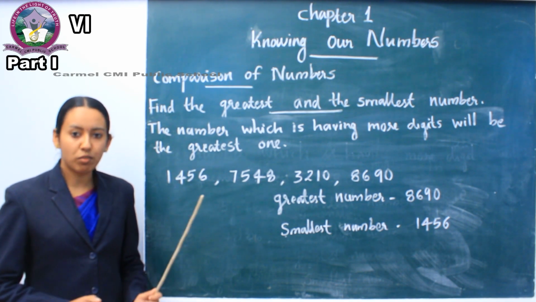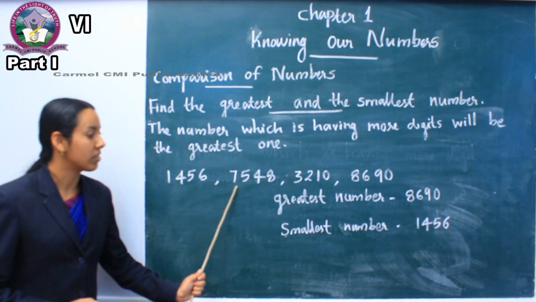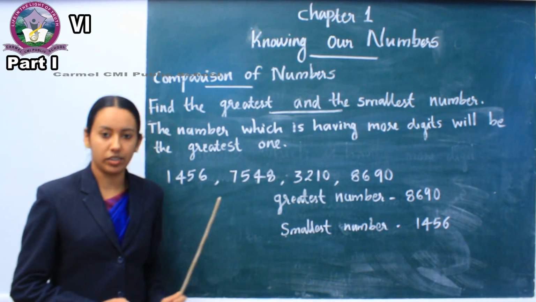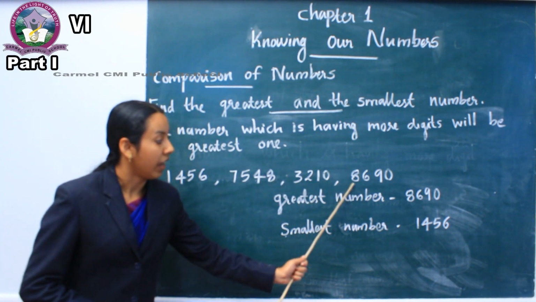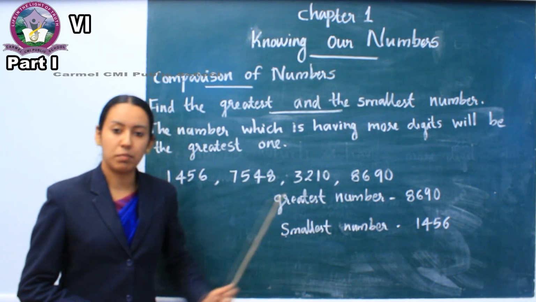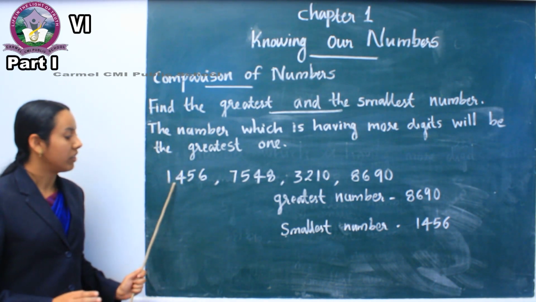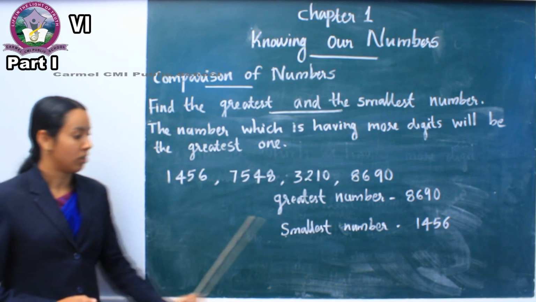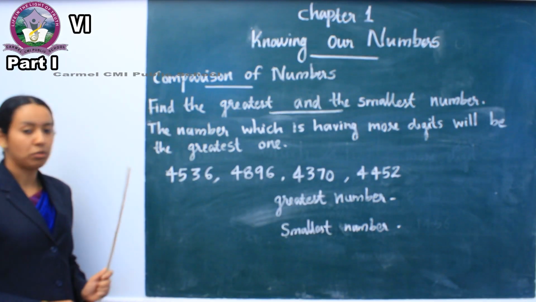So we have to check the first digit of each number. Here 1, here 7, 3 and 8. Which is greater? 8 is greater. So 8,690 will be the greatest number. And what about the smallest one? 1,456 is the smallest number.